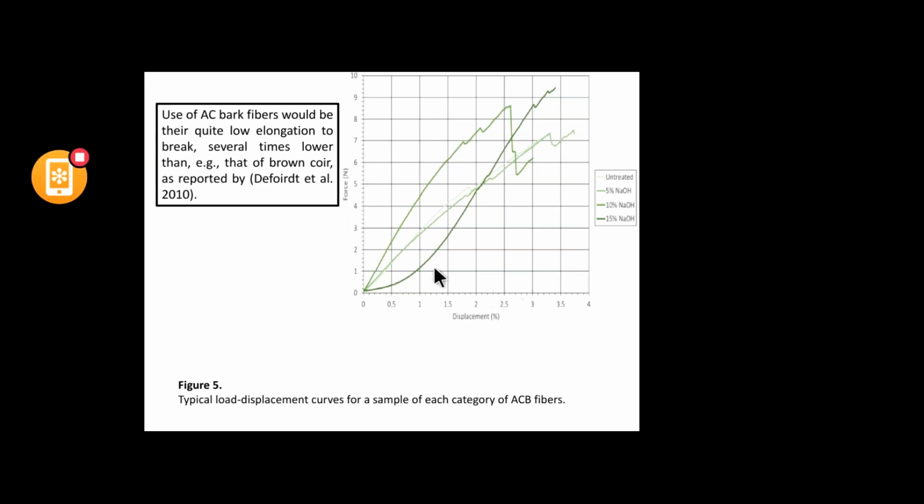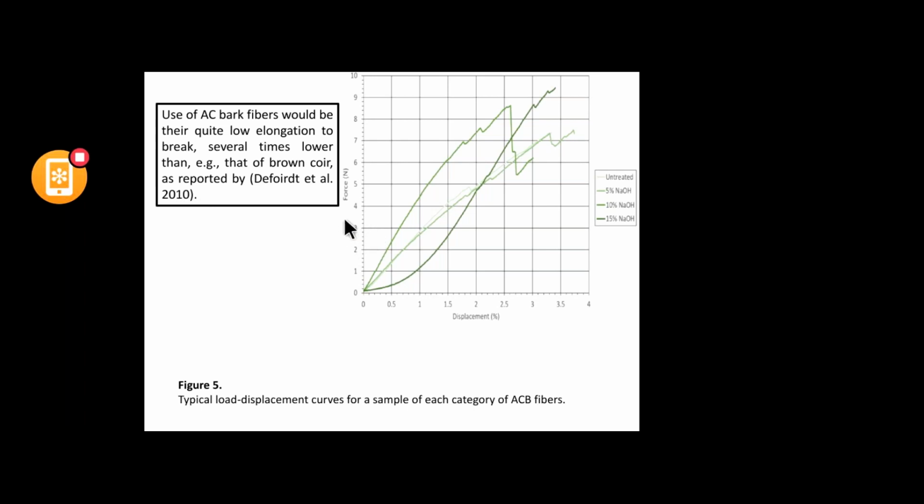So this is the single fiber tensile test, the mechanical properties. Single fiber tensile test, the details, the load and displacement curve. From this graph curve, it suggests that the principal limiting factor on the possible use of acacia bark fiber would be their quite low elongation to break, several times lower than, for example, the brown coir reported by Defoirdt and colleagues in 2010.